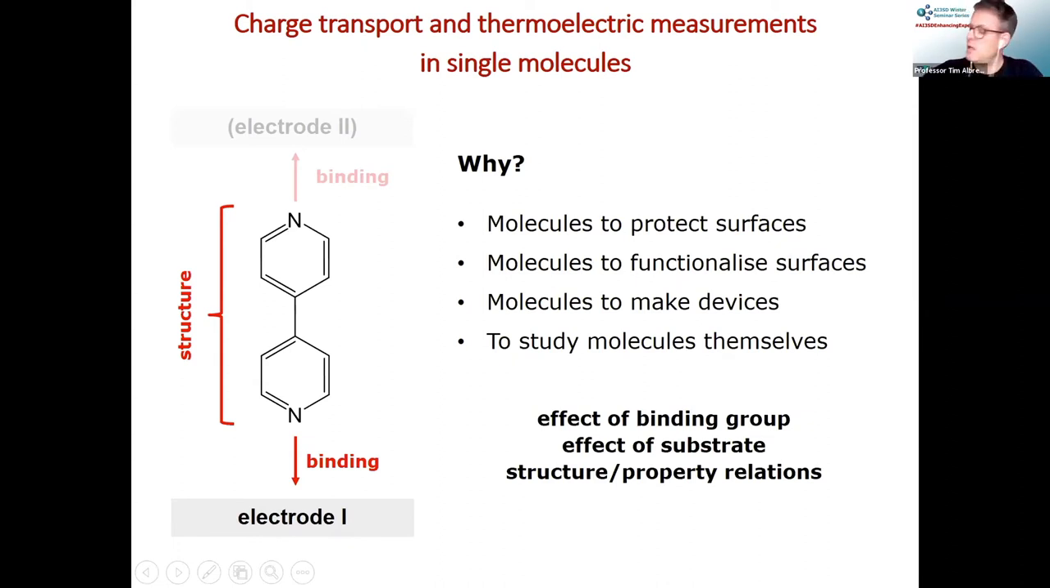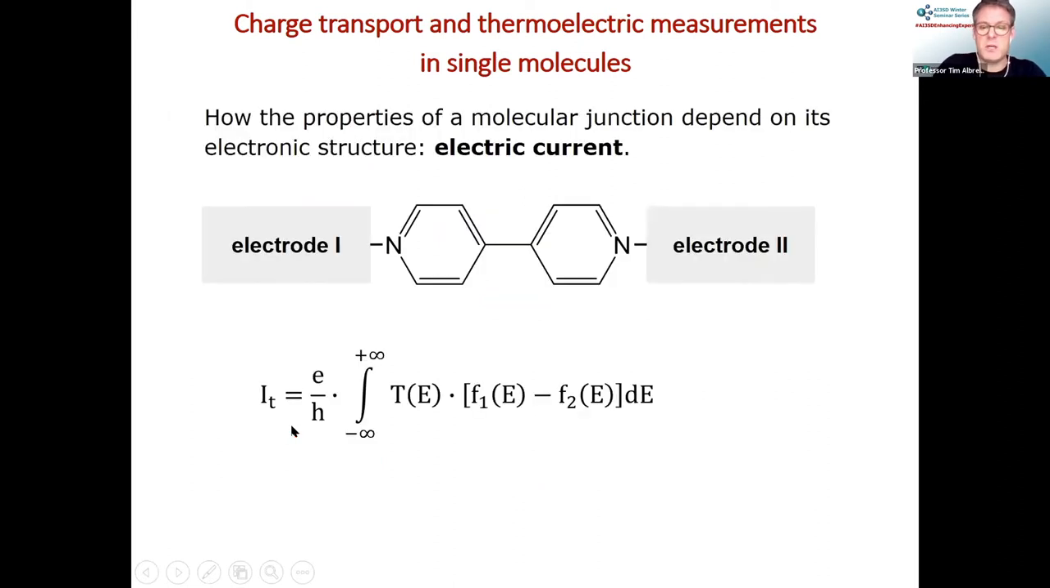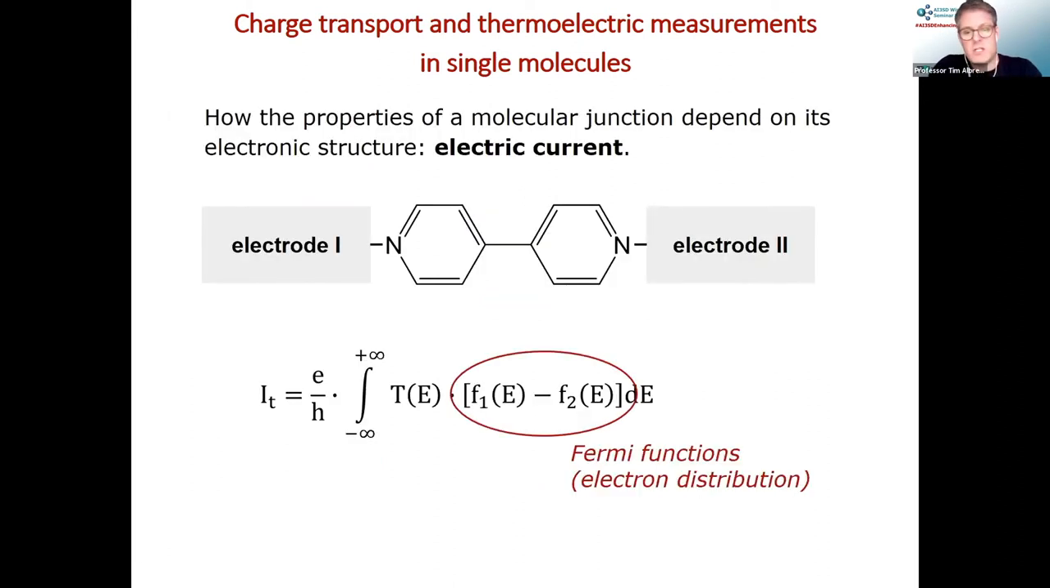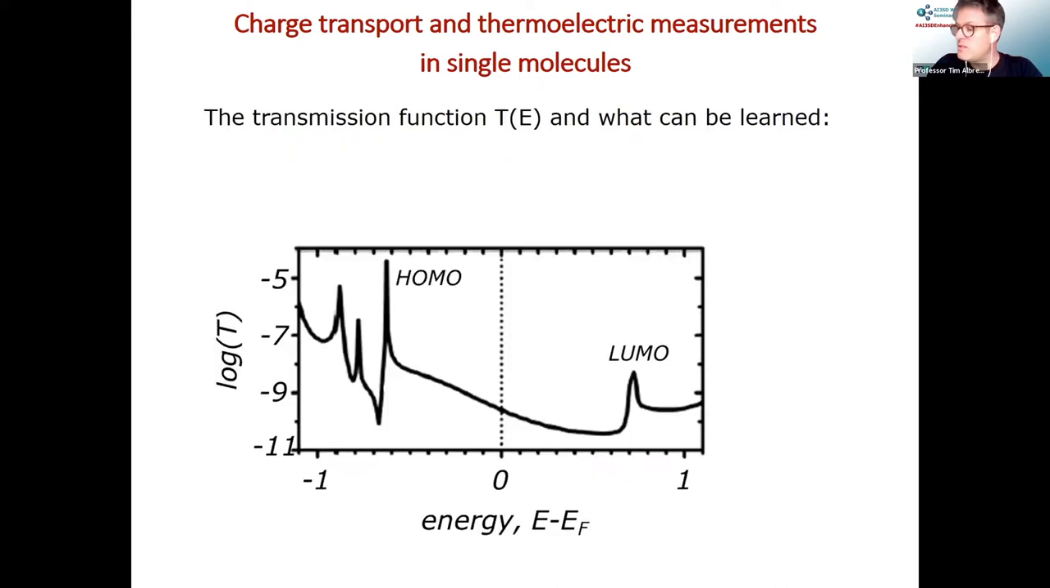If you look at that in a bit more detail, you'd have one electrode here, a molecular bridge, and then a second electrode. The current through this system is essentially given by this equation, where this is the difference in Fermi functions, essentially a representation of the applied voltage. Then you've got the transmission function here, and think of the transmission function literally as a transmission spectrum, just now not for optical waves, but for electron waves. And that's what it looks like.